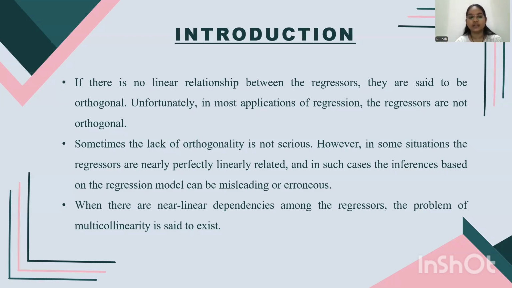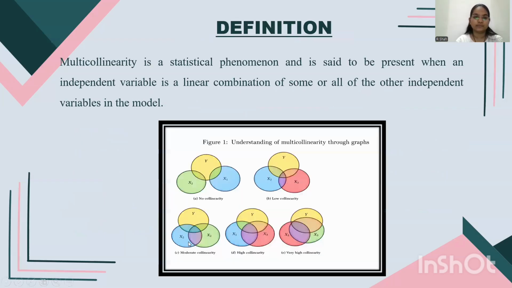However, in some situations, the regressors are nearly perfectly linearly related, and in such cases, the inference based on the regression model can be misleading or erroneous. Lack of orthogonality is not always serious, but when nearly perfectly linearly related regressors are present, it gives a misleading result. When there is linear dependency among the regressors, the problem of multicollinearity is said to exist.